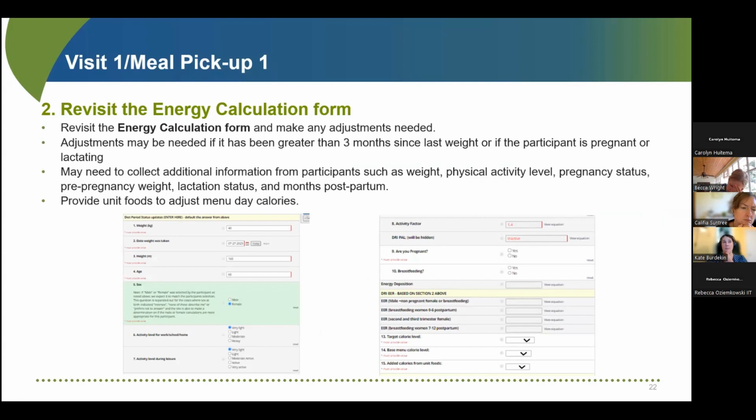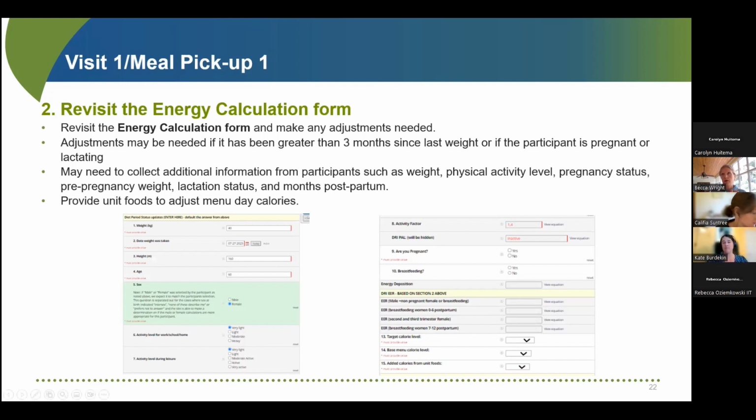Yeah, so again, we've been really trying to think through the whole process with the energy calculation form. So it's going to be something that's going to have to be kind of visited multiple times, not all the time, but multiple times, right? So definitely before the participant comes in, so you can get a sense of what calorie level to prepare the meals at. And then here on visit 1, in case there's any adjustments that need to be made. So if it's been greater than 3 months since the last weight has been taken, or if the participant is pregnant or lactating, there's a chance that you might have to make in the moment adjustments by giving unit foods or something like that to the participant until the next meal pickup.